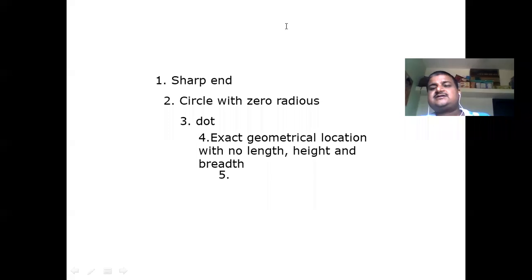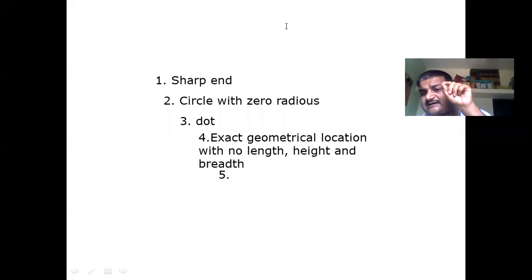Then the third point is dot. We can say that dot can be a pet name of your point. Point को हम कभी कभी dot भी कहते हैं. ठिपका, in Marathi we say it. I don't know what exactly it is called in Hindi. I think हिंदी में उसे नुक्ता कहा जाता होगा, but that is not part of our discussion. Dot means the ठिपका, a point.